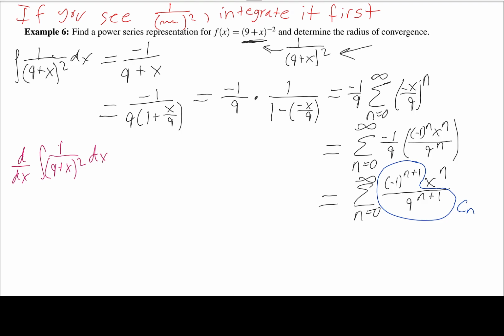And so what's happening here is that this derivative and this integral will cancel out. So we'll have our f of x that we originally started with. Okay. Well, this is the same thing as d dx of, well, we know the integral of this, we represented that right here. So this is d dx of the sum from n equals 0 to infinity of negative 1 to the n plus 1 times x to the n over 9 to the n plus 1.